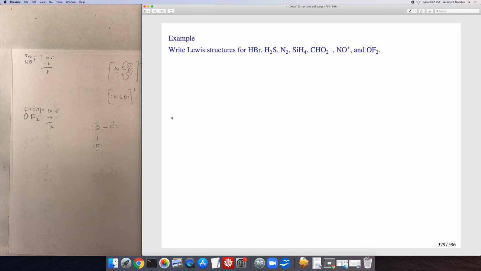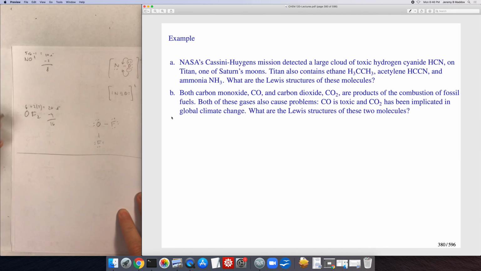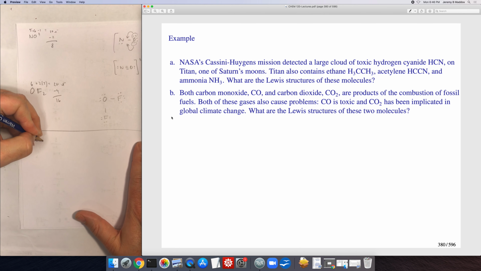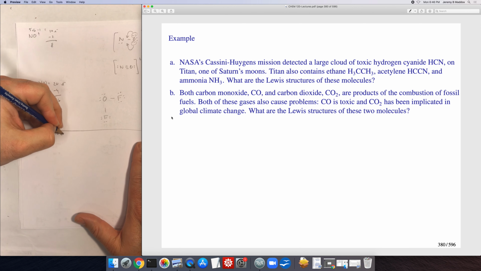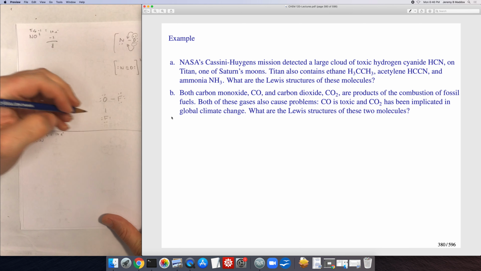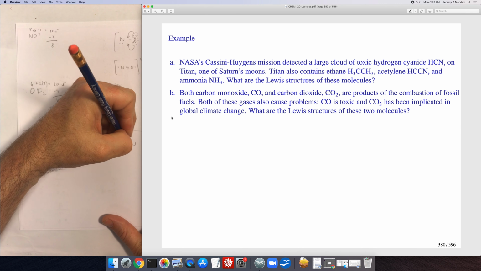Let's take a look at the next set of problems. Okay, so here we've got a couple of molecules that they want us to look at. They want us to do a bunch here. So it's HCN. We'll just start with that one. We've got 1 valence electron there, plus 4 coming from carbon, plus 5 coming from nitrogen, so for a total of 10 electrons. How should we set up the Lewis structure? Carbon is the more electropositive, so it's going to go in the center. We'll have nitrogen and hydrogen as satellites.